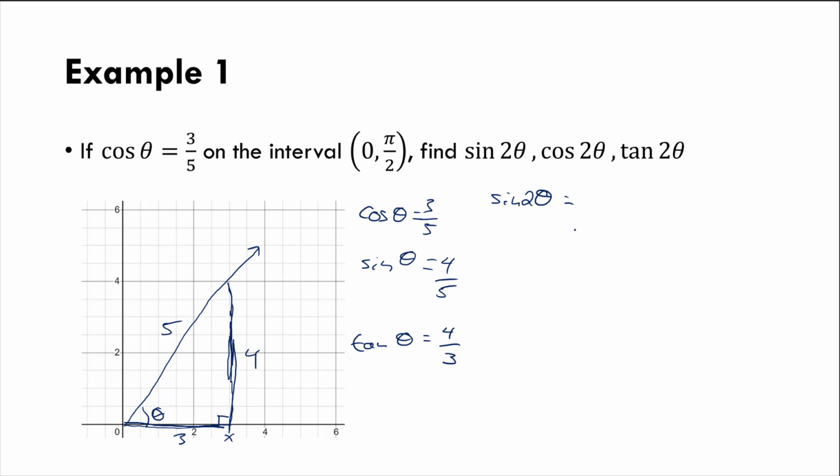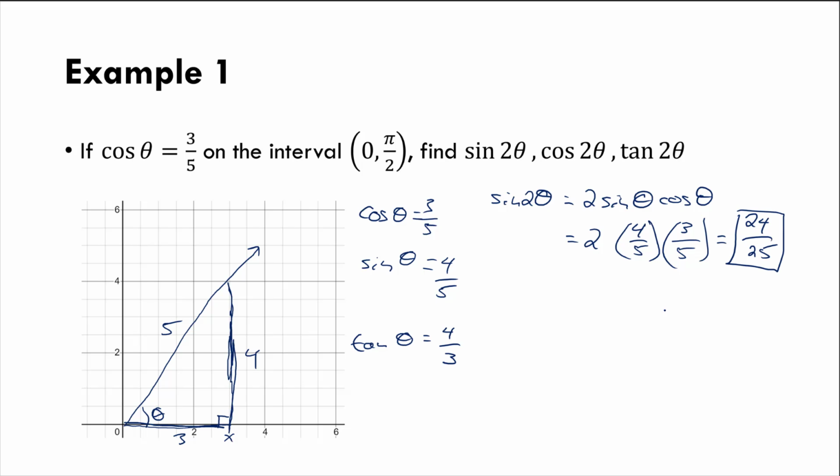Sine of 2 theta is equal to 2 sine theta cosine theta. Sine of theta was 4 over 5, and cosine theta is 3 over 5. So sine of 2 theta is 2 times 4 times 3 all over 5 times 5, which is 25. That gives us 24 over 25 for sine of 2 theta.